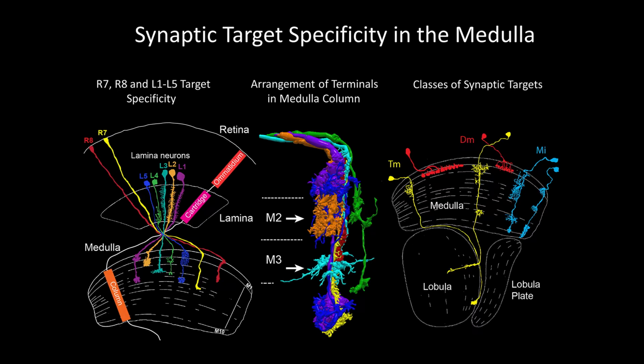And these are the principal classes: Mi neurons, Dm neurons, and Tm neurons. And remarkably, each of these then falls into on the order of 25 different classes, based on their morphologies and their patterns of synaptic connectivity.